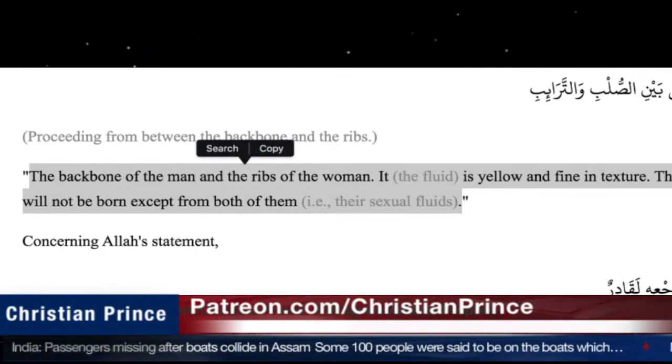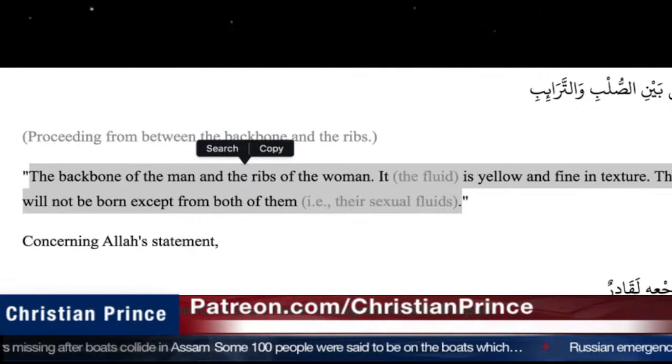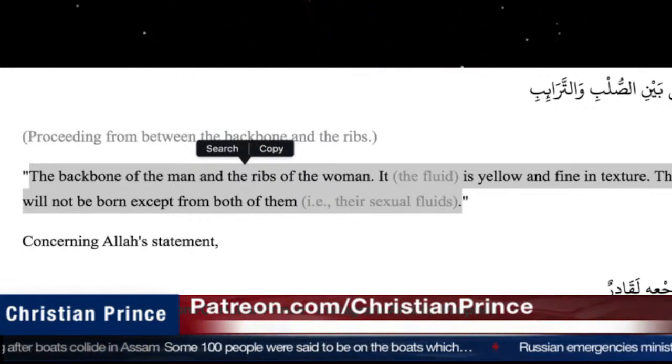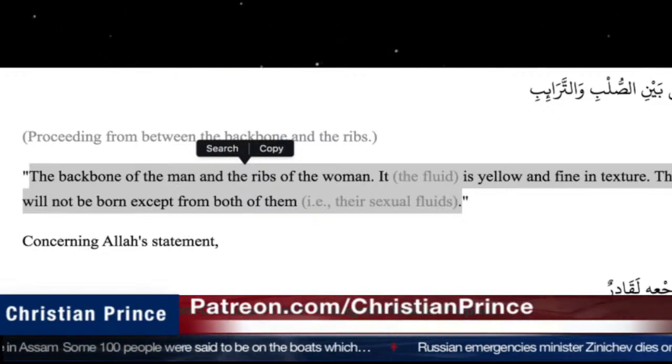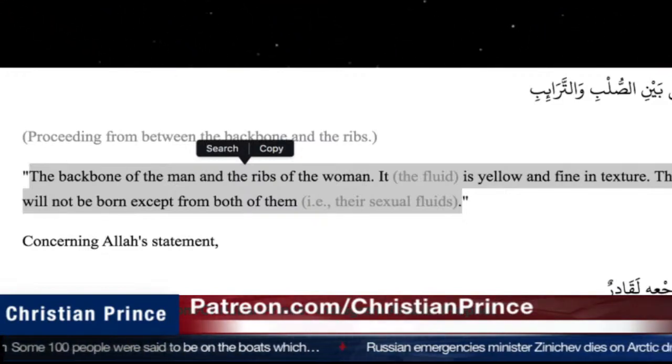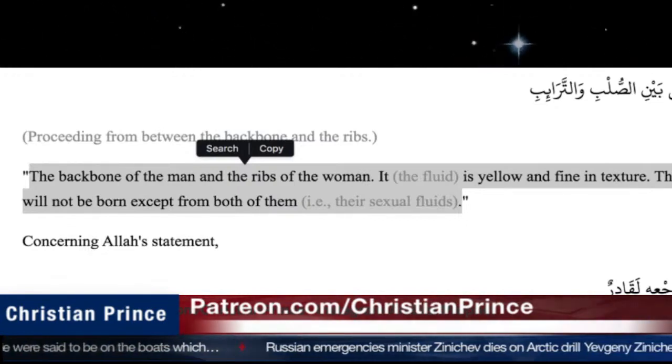Isn't it my question to you was, where is the sperm of the man coming from? You said the balls. Correct. Okay, I did say that. So your God says the backbone. Which one? Okay. So according to science, so you agree? According to science, it's not coming from the backbone, correct?